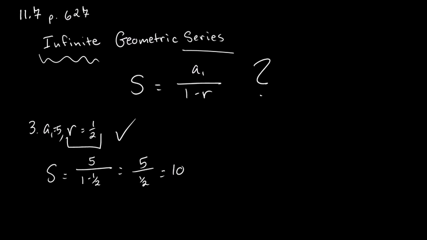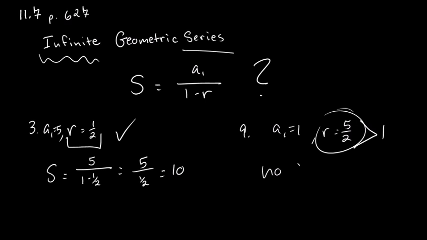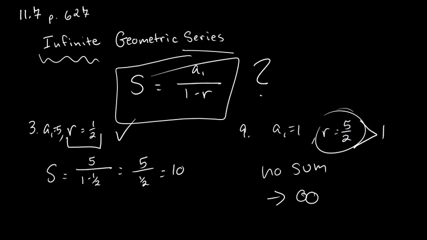And another example, this is number 9 on your packet. A sub 1 equals 1, r equals 5/2. I need to look at my ratio, and that is actually greater than 1, so that means there's no sum. It approaches infinity. It just keeps getting bigger and bigger. So I don't even need to use this formula. You can just tell me no, not possible. There will be no sum. Alright, and that sums up 11.7.